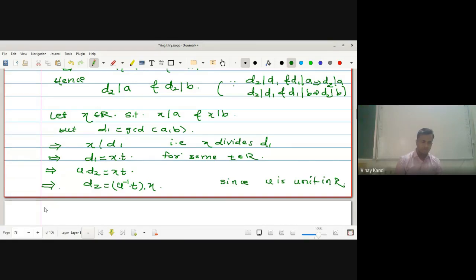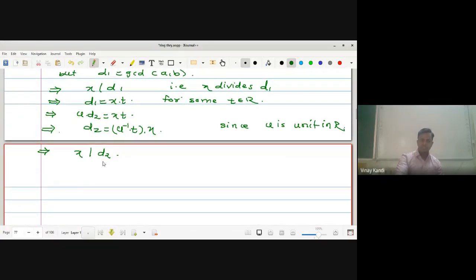Okay, that implies X. What is the meaning of this? X must divide D2. Now look at here. D2 divides A, D2 divides B, and there exists an element X belongs to R such that X divides A and X divides B implies X divides D2. That means the definition of GCD is satisfied, which implies D2 is equal to the greatest common divisor of A and B. Okay, hence the proof.